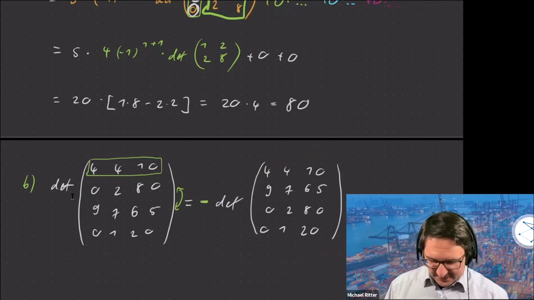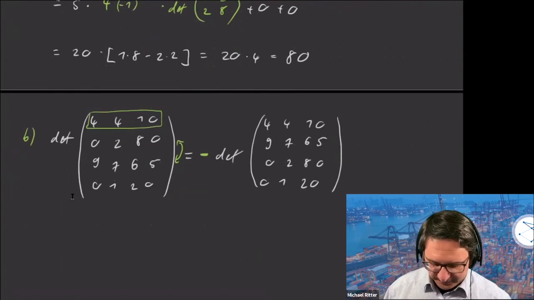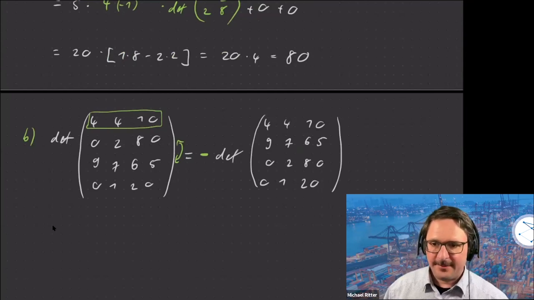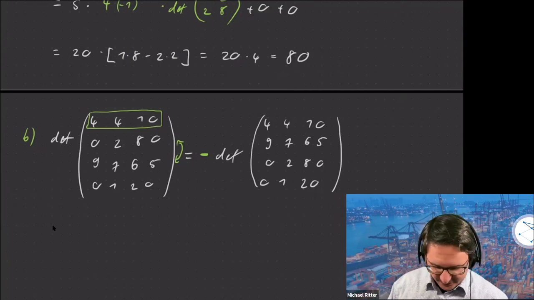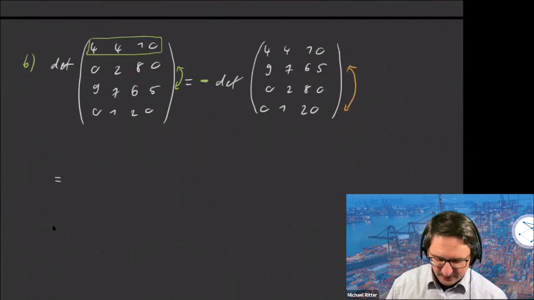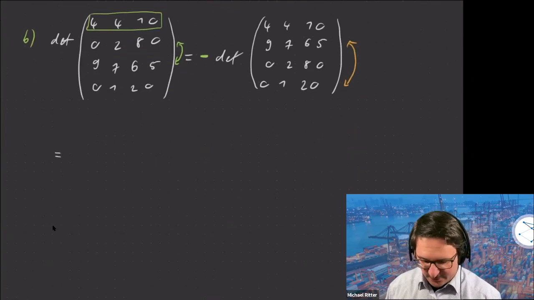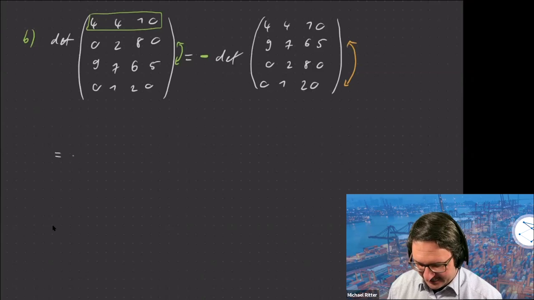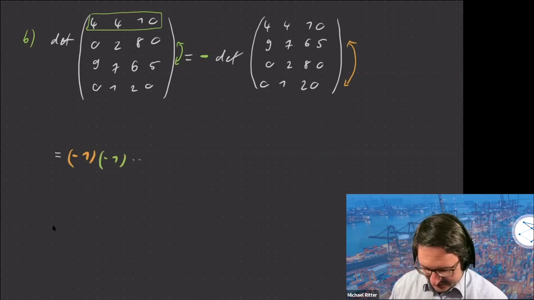So next step. Now, the first and the third row are correct already. But the second and the fourth are still interchanged. So what we do next is we swap these two rows here. And that means we again change the sign of the determinant. And to make up for that, we again have to add a minus. And of course, we also keep the old one. And now the new determinant.